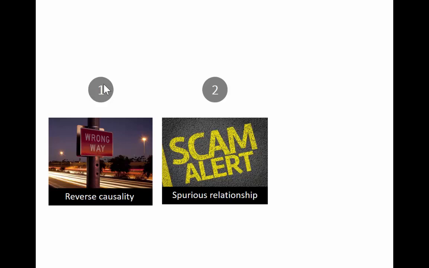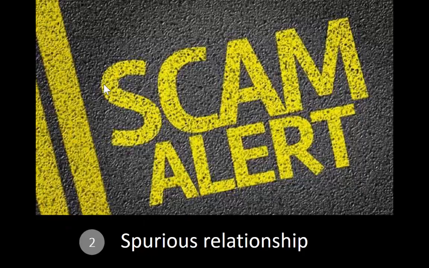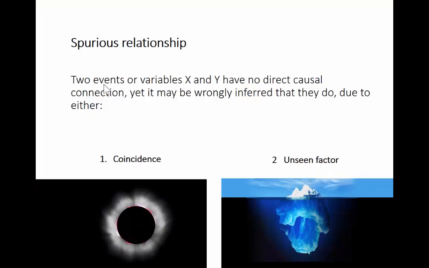Let me move on to these spurious relationships that now most of you guys got right. So I'm really happy, because that's such an exam question, along with false viability. What is a spurious relationship? You can bet on it. A spurious relationship means that two events or variables X and Y have no direct causal connection, yet it may be wrongly inferred that they do, due to one of these two things, right? Either coincidence, or the second one being an unseen factor.